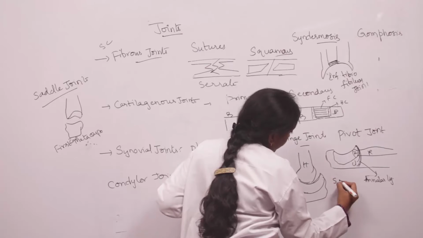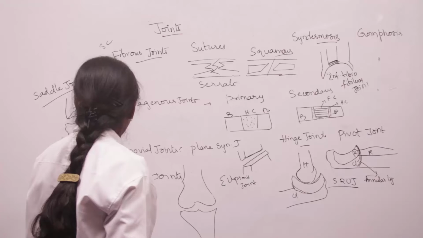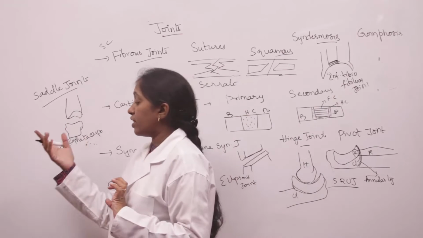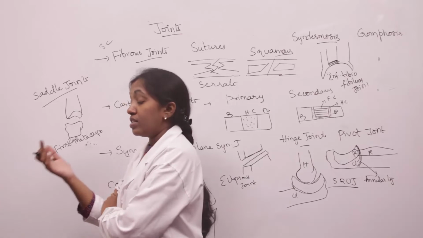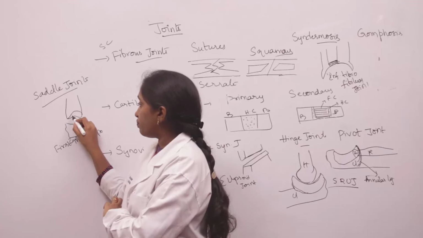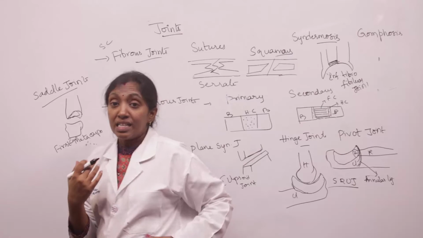Example is the superior radio-ulnar joint. Okay. And coming to the saddle type of joint, we can see here in the first carpometacarpal joint. This is a saddle type of joint. Here the articular surfaces look like a saddle.